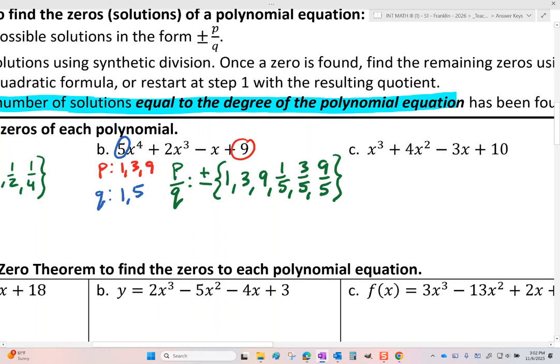So we have a list of 12 potential zeros here, 6 positives and 6 negatives.